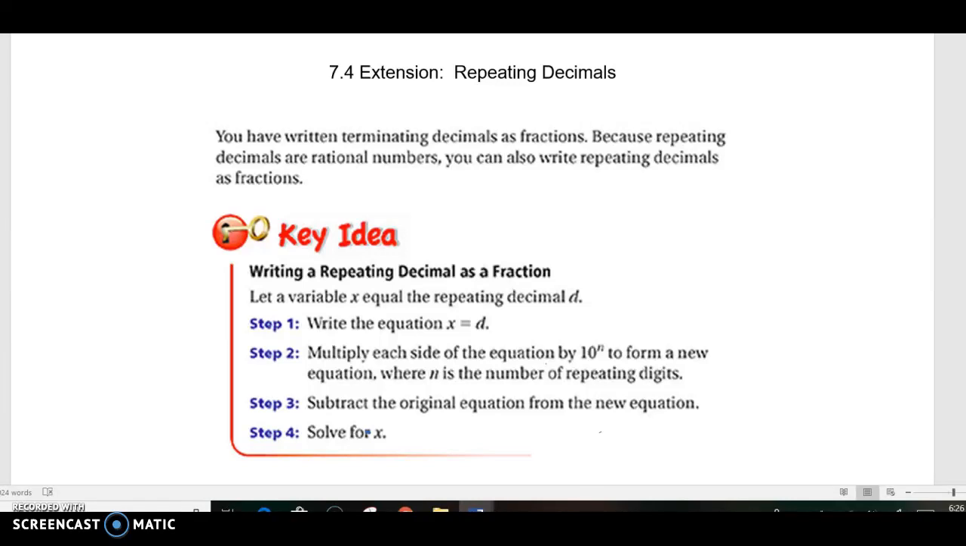Hi, pre-algebra students. So these are the notes for lesson 7.4, extension on repeating decimals. This is kind of a tough section, so you're going to want to really listen and pay attention. The first thing we're going to talk about is the key idea.